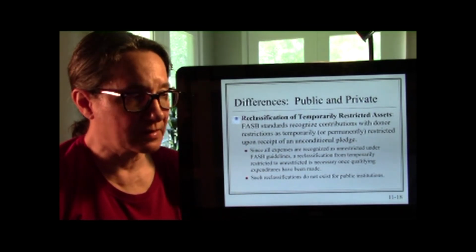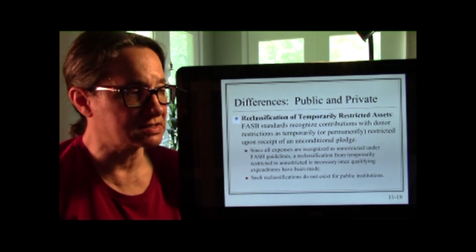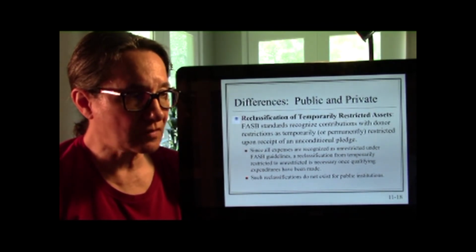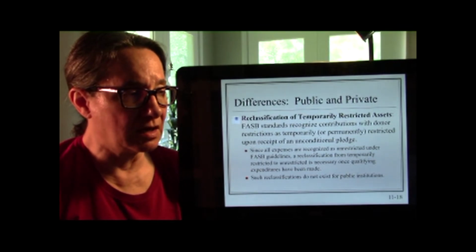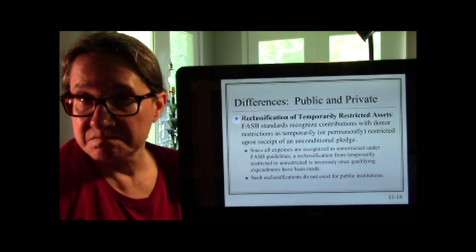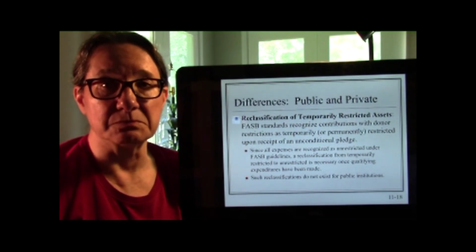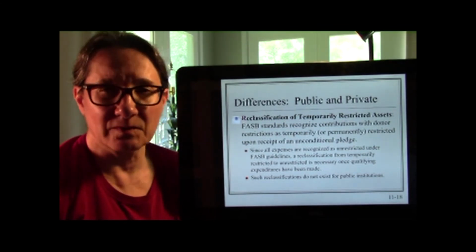Public and private. Reclassification of temporarily restricted assets. So sometimes donors restrict their gifts. We want you to use this for scholarship. We want you to use this to build a building with our name on it.